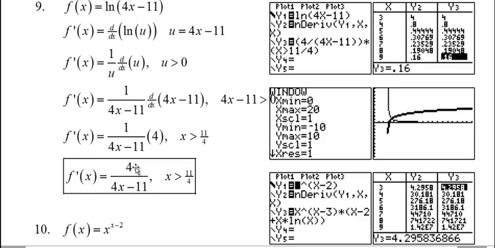Now if we just wrote it that way, it would look like anything would work except for 11/4. Okay? So of course when 4x minus 11 is greater than or equal to 0, then x is greater than or equal to 11/4. And of course that's what we have to restrict to. So when I look at my graph, basically I'm going to look to the right of 11/4.